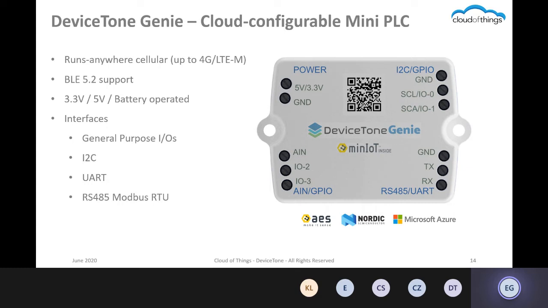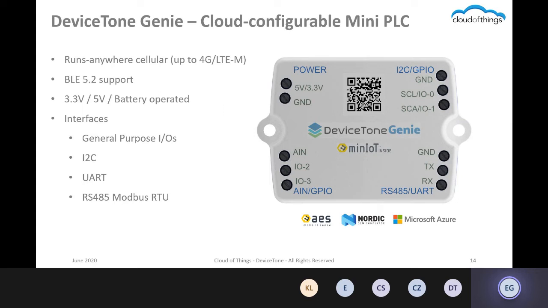From the power management perspective, Genie can use 3.3 or 5 volts power input, and can also be battery operated. So if, for example, you have a pizza oven and you want to create a connected pizza oven, you can put Genie inside, provide the power to Genie from the oven itself, and you have a bundled connected oven. So it's not only about connecting with batteries, it also has a power input. Plus, it has interfaces built in, and these interfaces are programmable from the cloud, and I'll show a demo of how this is done.